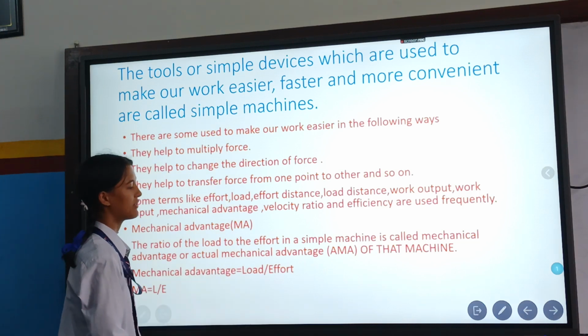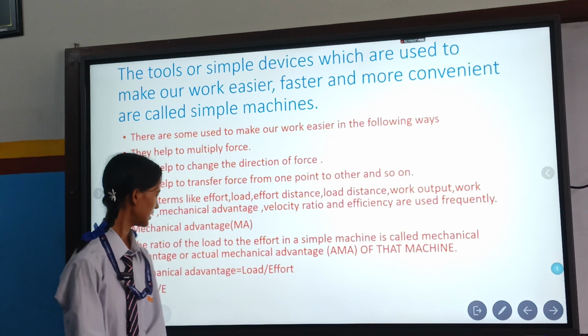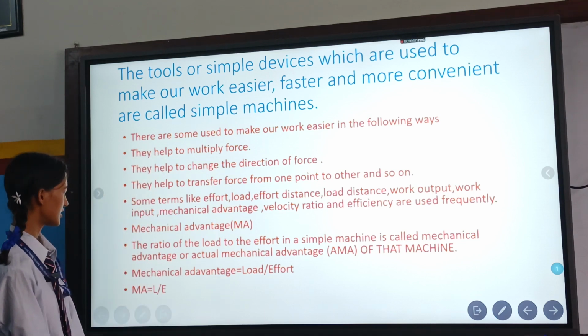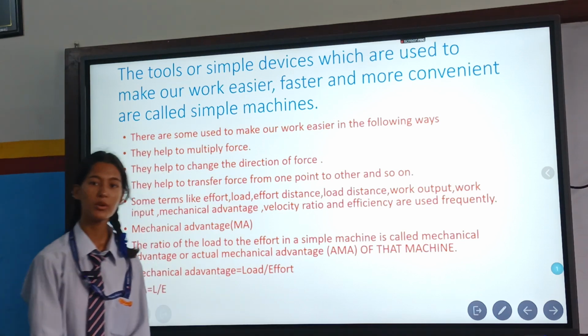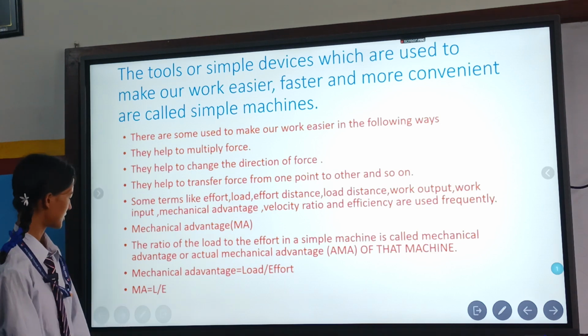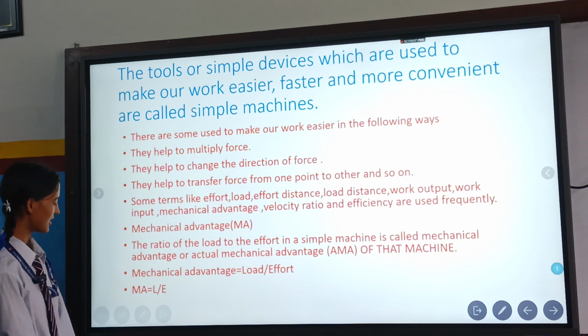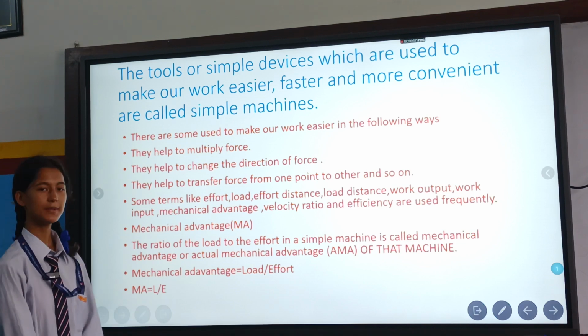Actual mechanical advantage is represented as AMA of that machine. The mechanical advantage formula is load upon effort, and it is represented as MA equals L upon E.